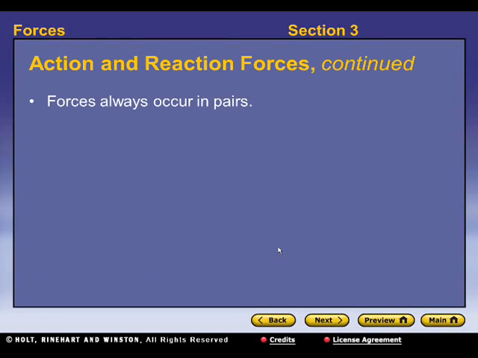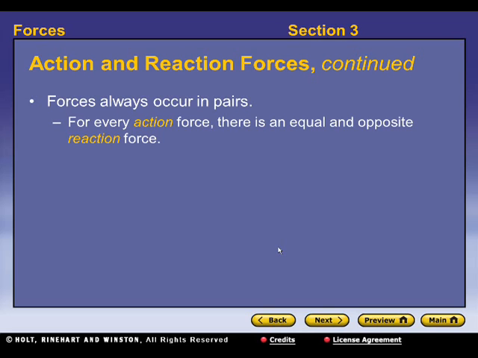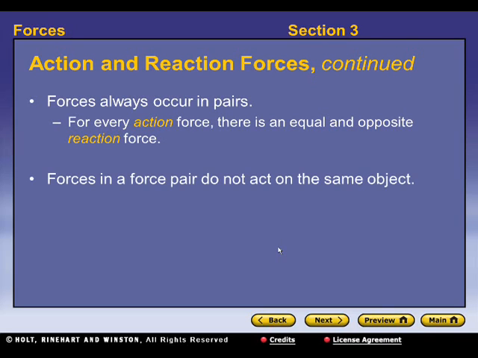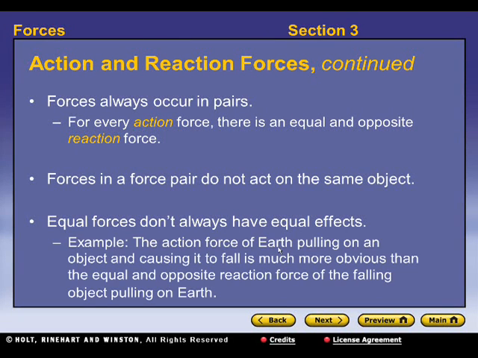Alright, so forces always occur in pairs. Just like we said a second ago, for every action force there's an equal and opposite reaction force. That's where action-reaction pairs come in. So forces in a force pair do not act on the same object. Equal forces don't always have equal effects.